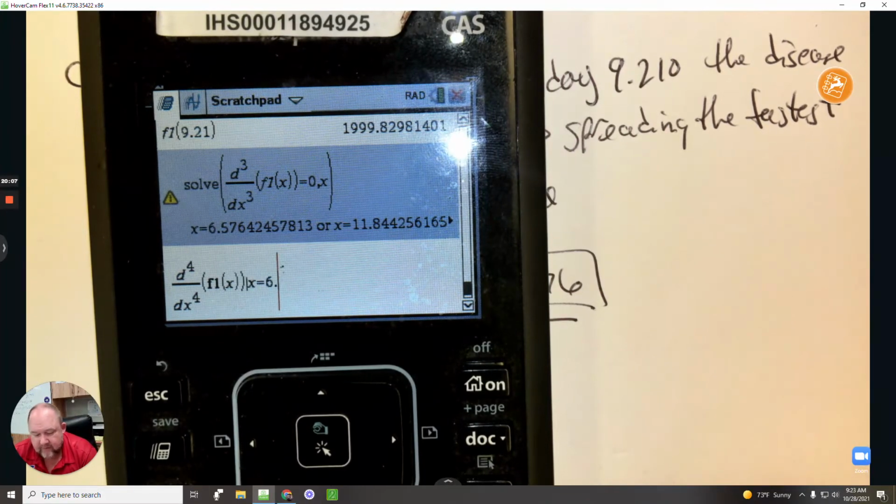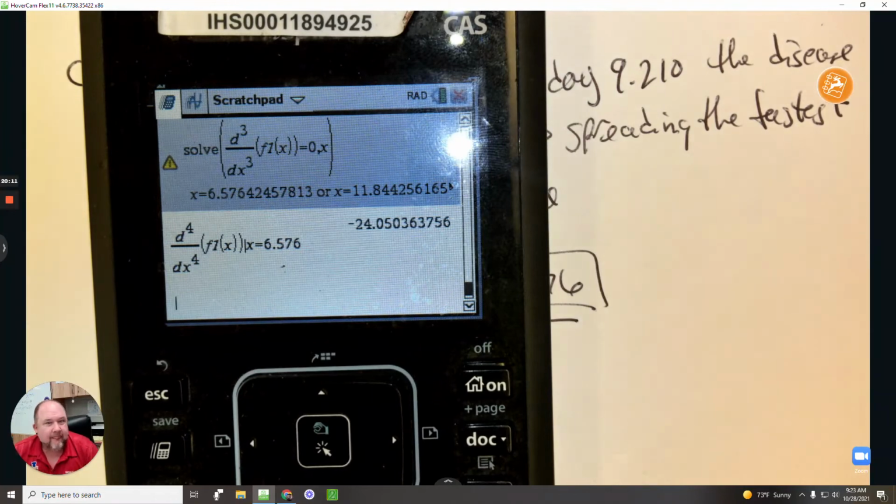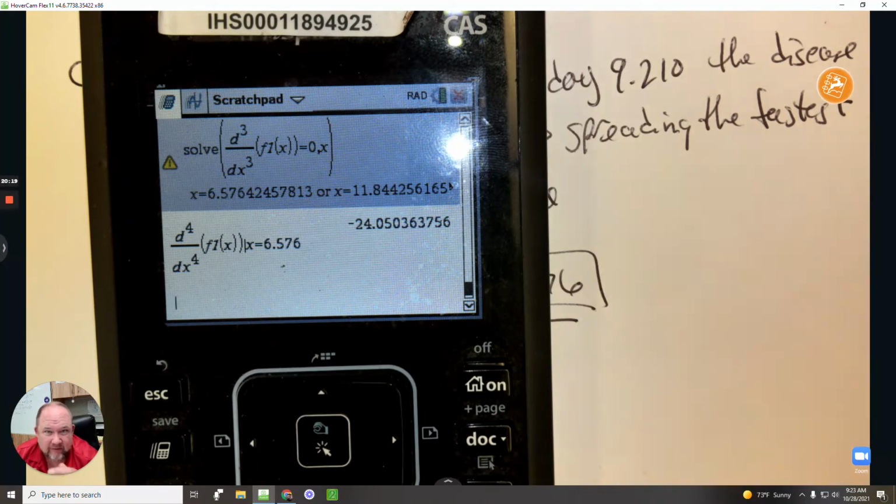This is using the second derivative test. So 6.576 is a maximum because it's concave down. That's ultimately what it's doing. So here's another way to test whether it's a maximum without a number line. Because the next derivative is negative, that makes it a maximum.